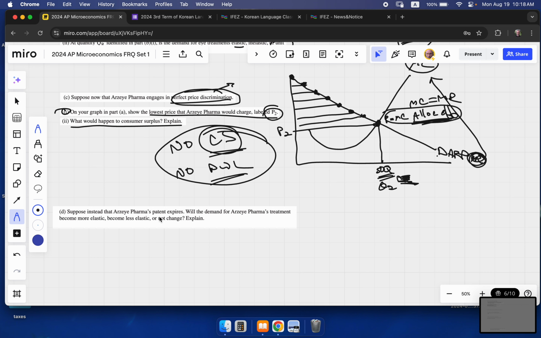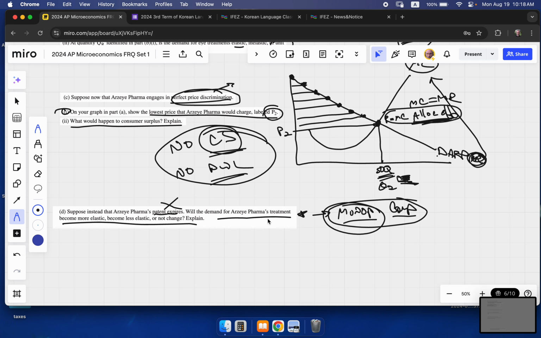All right, suppose instead that their patent expires. Will the demand become more elastic, less elastic, or not change? This is a fairly stock question for what happens when a monopoly turns into, let's call it, a monopolistically competitive firm. Now, as it was a monopoly and it had a patent, the patent expires, and now more other firms can produce this same good. We recognize if there's more firms producing this good, there's going to be more substitutes. If you recognize there's more substitutes, you know the demand for this good just became more elastic.